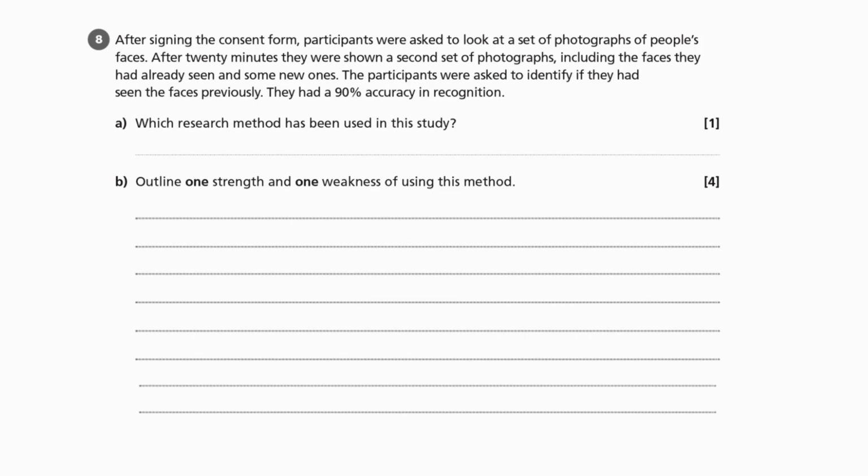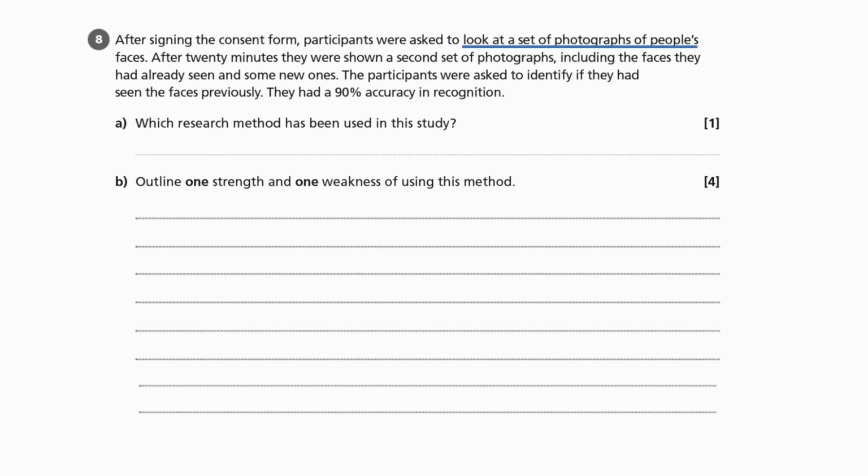Question 8A is, which research method has been used in this study for 1 mark? And question B is, outline one strength and one weakness of using this method for 4 marks. So when you get a question like this, you need to look to see what the most important pieces of information are to try to work out what research method has been used.